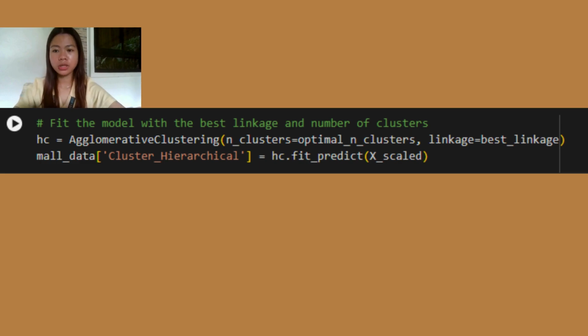So here we will fit the model with the best linkage and the number of clusters. Earlier, we used hyperparameter tuning to test different linkage methods and cluster numbers to find the best combination. The ward method and 5 clusters were chosen as the most effective based on the silhouette score, which measures how well customers fit in the assigned clusters. Now, using this information, we build the clustering model with the agglomerative clustering algorithm. Each customer is assigned to one of the 5 clusters, and the results are added to the dataset in a new column called cluster hierarchical.